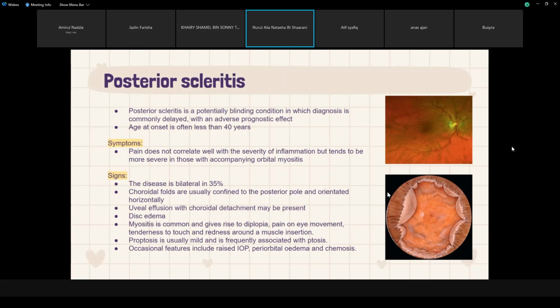And then also in posterior scleritis, we will have edema. Myositis is very common and gives rise to diplopia, pain on eye movement, tenderness to touch, and redness around a muscle insertion. Other than that, the patient will have proptosis, usually mild, and frequently associated with ptosis. Occasional features include raised intraocular pressure, periorbital edema, and also chemosis.